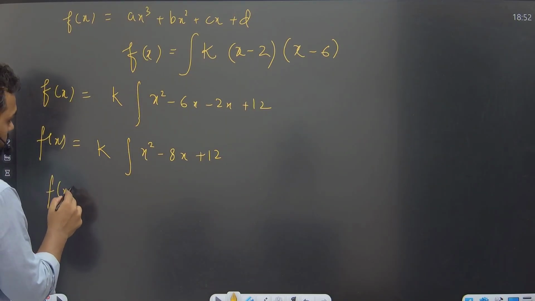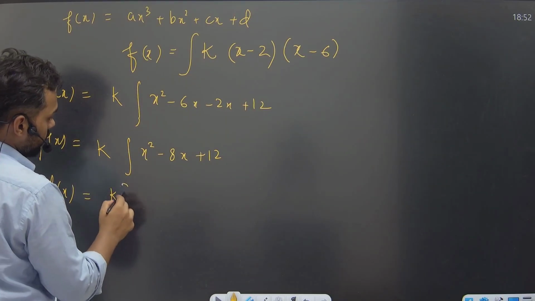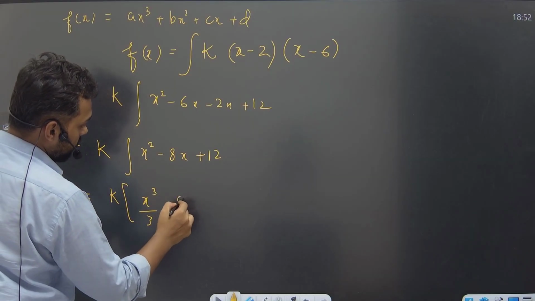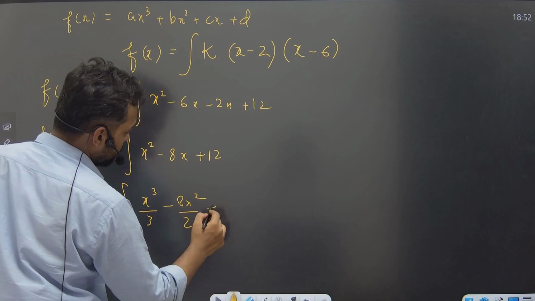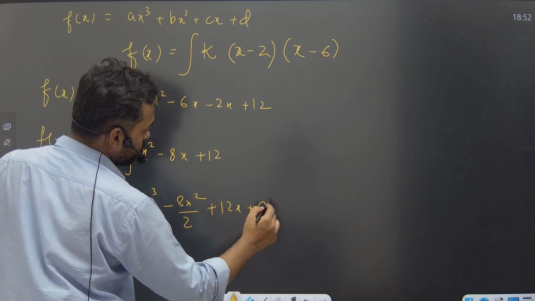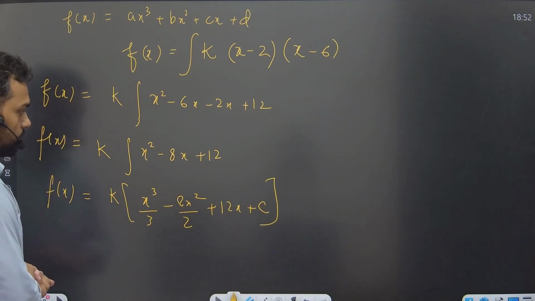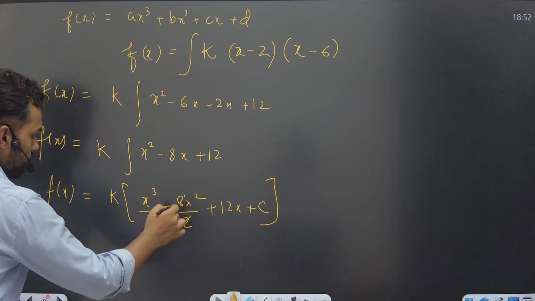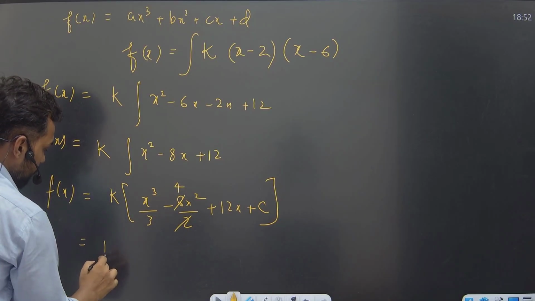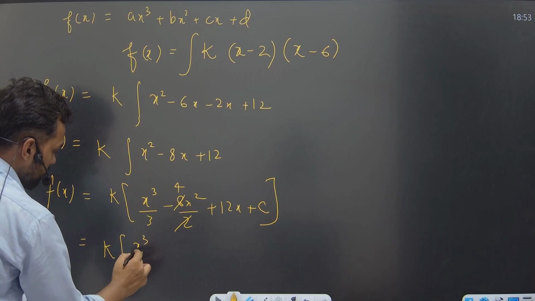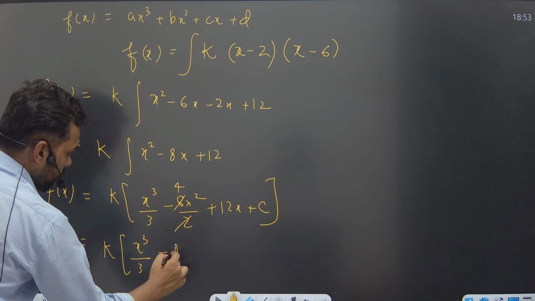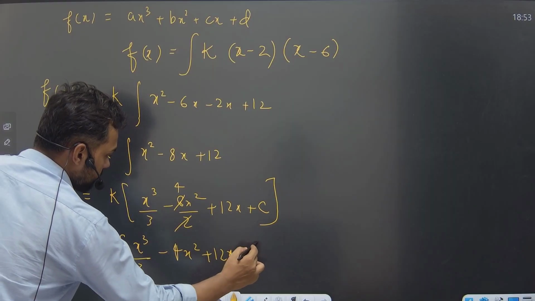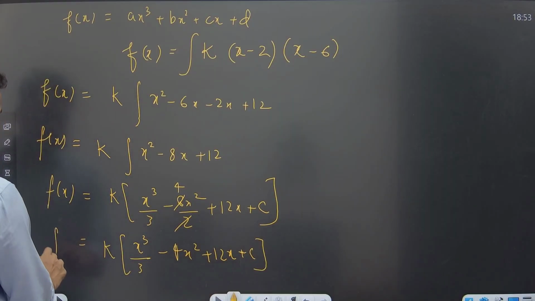Now f(x) is equal to k times the integration, so we know it will be x cube by 3 minus 8x square by 2 plus 12x, and don't forget to mention the c part. This is the constant c which we get after the integration. So we'll get here 4. What is the value? k times x cube by 3 minus 4x square plus 12x plus c. This is the function of x.